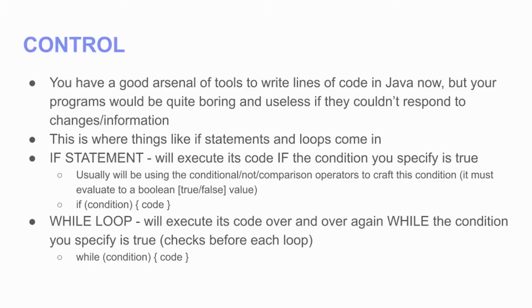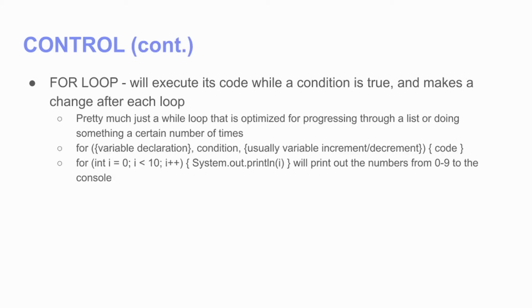A while loop will execute its code over and over again while the condition you specify is true. So basically this is an if statement that keeps checking over and over again forever until it's not true anymore. And so it's pretty similar, it's just while and your condition. And then lastly, we have a for loop.